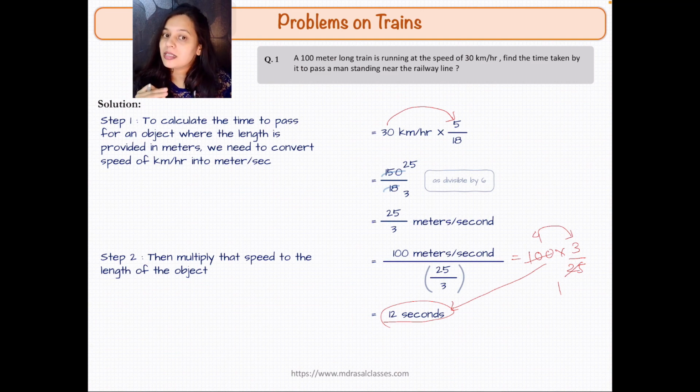Let's understand the question again. What was given? Distance and speed were given, and we solved it. And what did we get here? The final answer: the time taken by the train to cross the man. So this was the first type of train problem. There are so many further types we will learn in the next session. Till then, watch the slide again and again and try to solve and understand this question. Thank you so much.